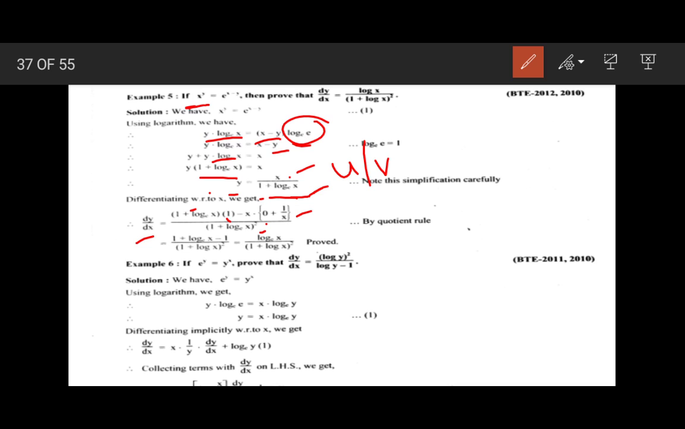Okay, so finally what am I getting? I am getting 1 plus log x minus 1, because this x cancels. So 1 plus log x minus 1, and again 1 cancels, 1 minus 1 will be 0. So finally I am getting log x upon (1 plus log x) whole square, hence proved. Then see one more example of a similar type.